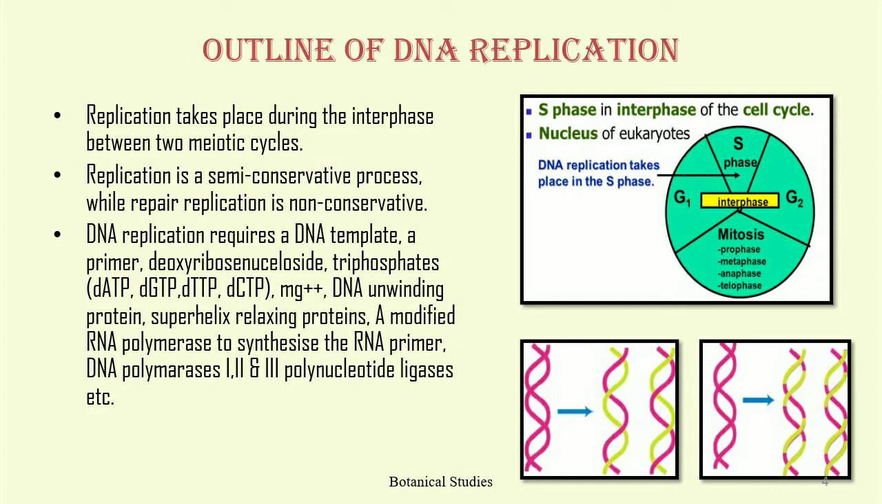Outline of DNA replication. Replication takes place during the interphase between two meiotic cycles. Replication is a semi-conservative process, while repair replication is non-conservative. DNA replication requires a DNA template, a primer, deoxyribonucleoside triphosphates, Mg++ ion, DNA unwinding protein, superhelix relaxing proteins, a modified RNA polymerase to synthesize the RNA primer, DNA polymerase first, second, and third, polynucleotide ligases, etc.